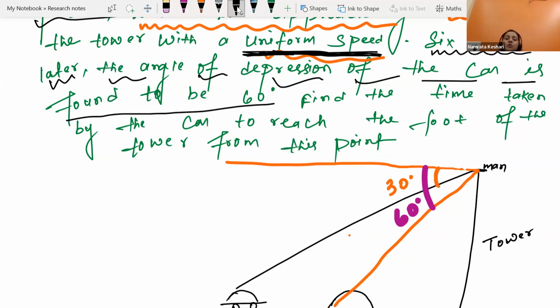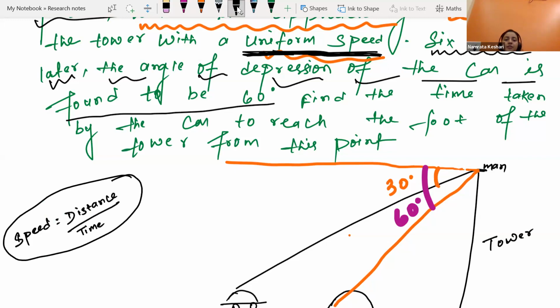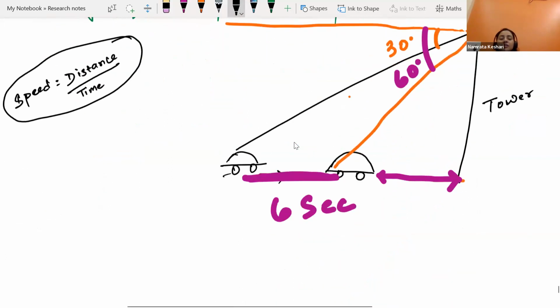We know there is a formula that speed is equal to distance over time. Yes or no? Do you know this formula? Yes, ma'am. Okay, so this is the condition we have.